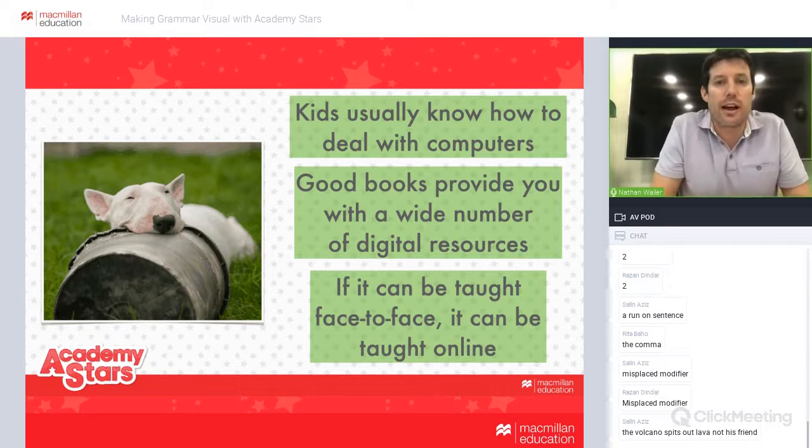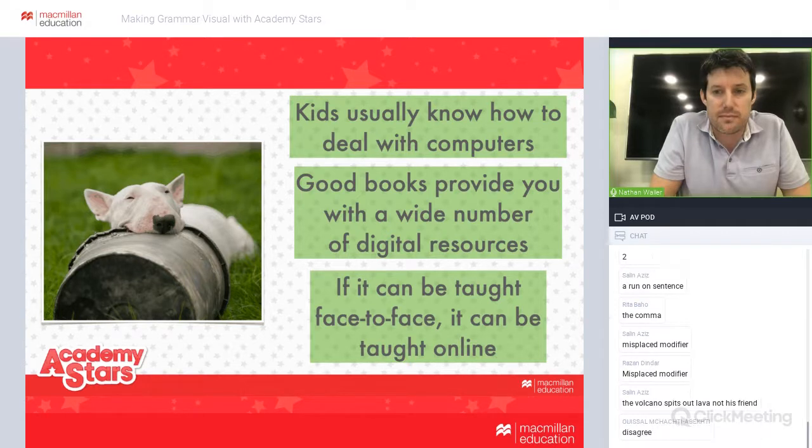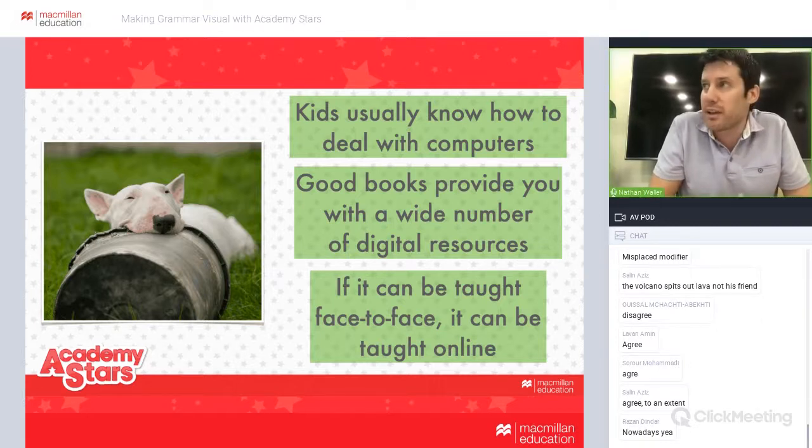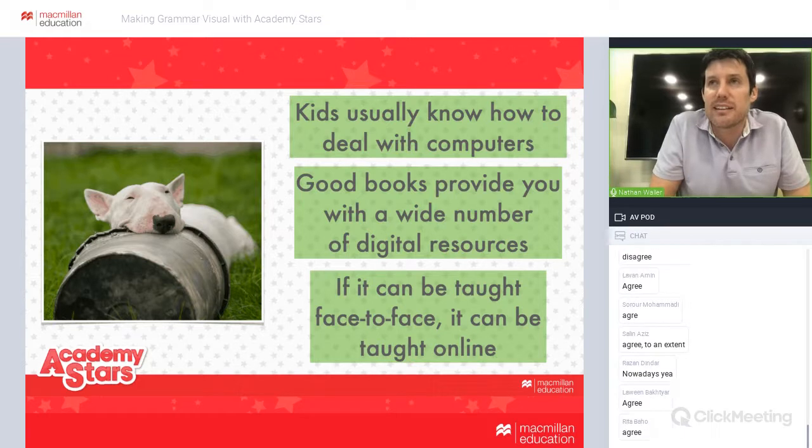Kids usually know how to deal with computers. Agree or disagree? Disagree. Agree. Ooh, there's a mixture here. Agree to an extent. Yeah. Some people think that because they see very young children picking up iPads and seemingly instinctively knowing what to do, that they're somehow computer literate. And I'm not quite sure that's true.